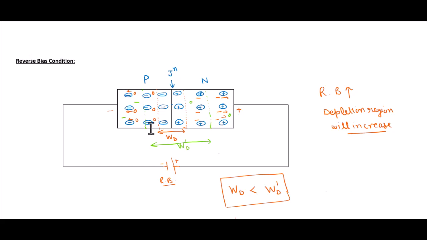So how the current increases in reverse bias condition and forward bias condition, we shall see in the VI characteristics. So in the next lecture I will discuss the volt-ampere characteristics of the PN junction diode.